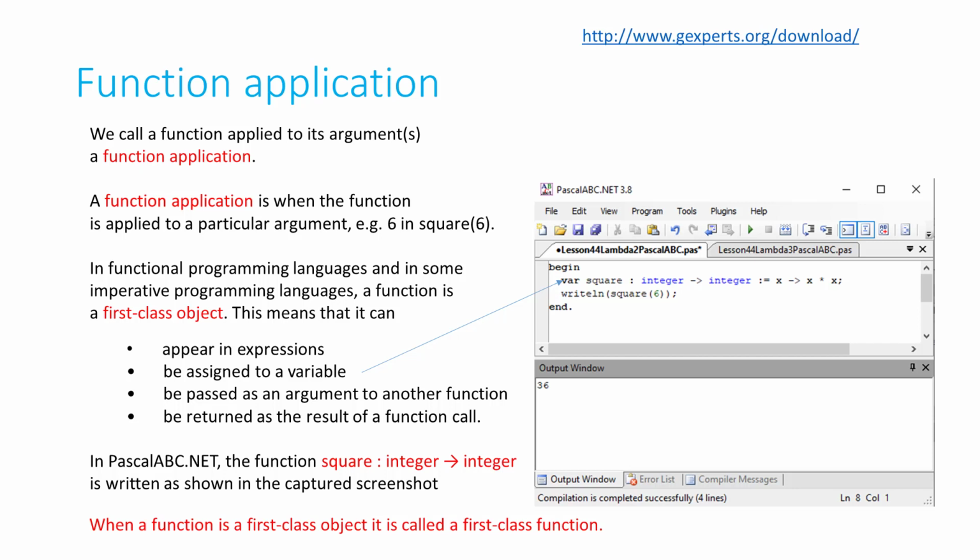This means that it can appear in expressions, be assigned to a variable, be passed as an argument to another function, be returned as the result of a function call. In Pascal ABC.NET, which is an implementation of Pascal and Object Pascal, the function square colon integer right arrow integer is written as shown in the captured screenshot.